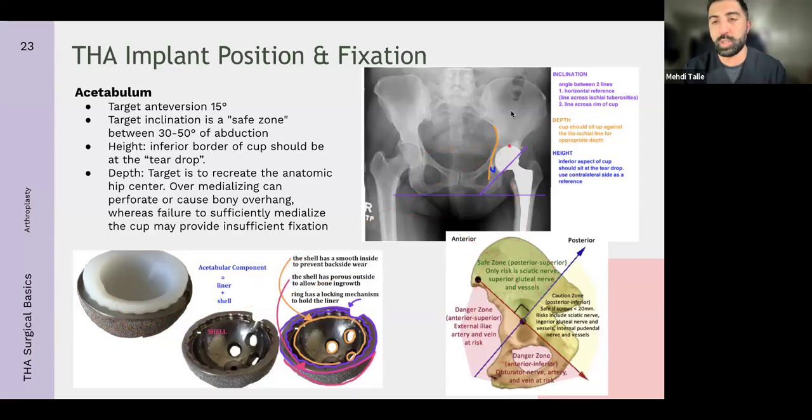Some people will put screws into their acetabular cup to help provide some more fixation. There are these classical safe zones and unsafe zones or danger zones where you can put in screws, where if you put in a screw that's too long, you can really damage some critical structures.